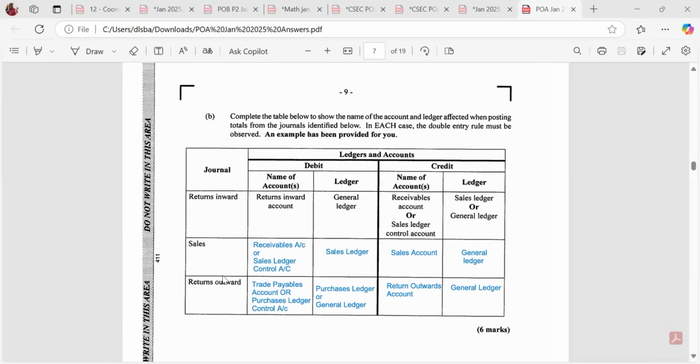The last one, return outwards. All you have to do really is copy what you had for return inwards, but put the opposite. Return inwards is on the debit side, return outwards is on the credit side, and the other side is trade payables. If somebody didn't know what to do, they could have simply done that. But return outwards is always credited. So you would credit return outwards, and then the debit would go into the trade payables account, the person you returned the goods to. Trade payables are in the purchases ledger, or if it was a fixed asset, might have been the general ledger, but mostly the purchases ledger. And return outwards is not a person, so general ledger.